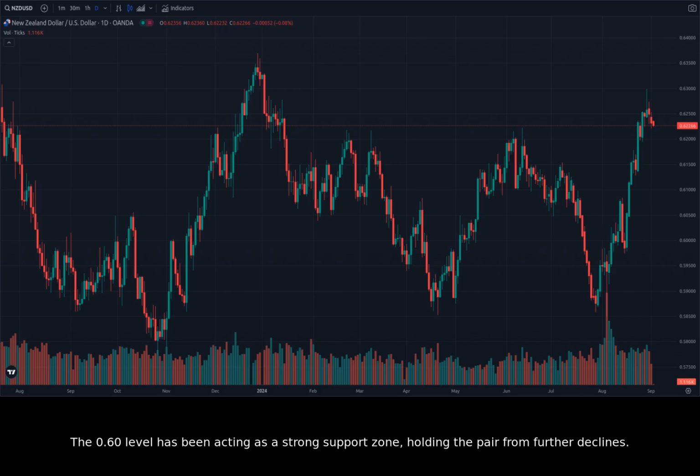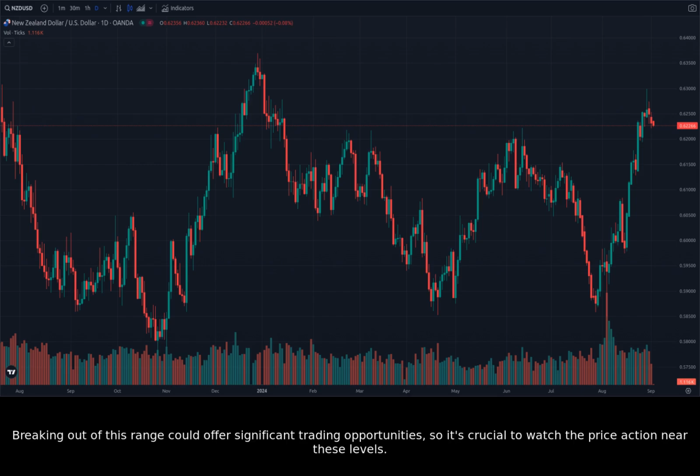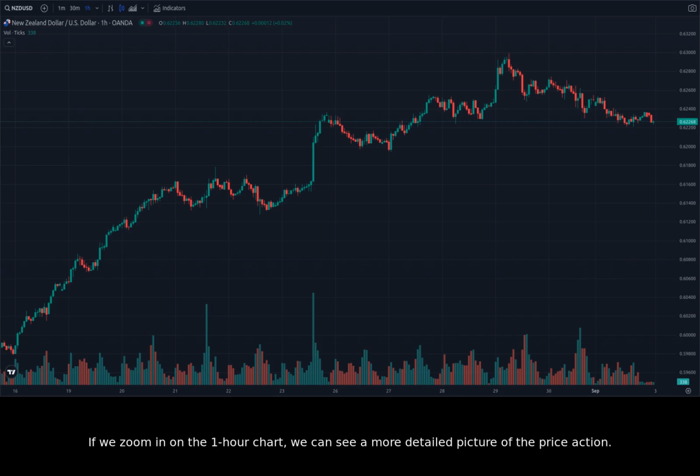The 0.60 level has been acting as a strong support zone, holding the pair from further declines. On the upside, the 0.62 level has acted as a resistance zone, capping the pair's rallies. Breaking out of this range could offer significant trading opportunities, so it's crucial to watch the price action near these levels. If we zoom in on the 1-hour chart, we can see a more detailed picture of the price action.